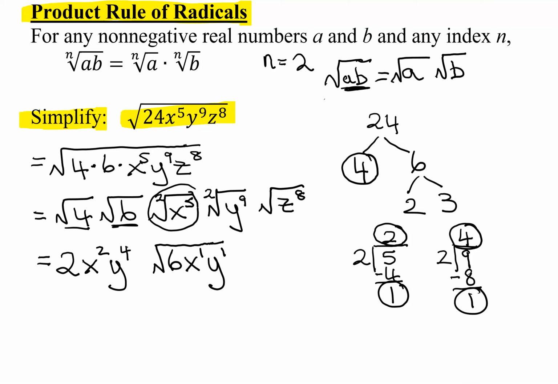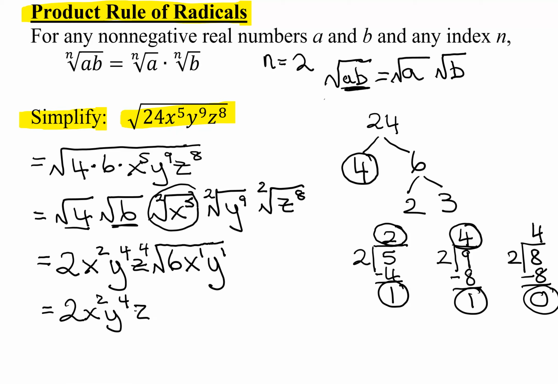And the last thing is, let's do the same for the z's. 2 divides into 8. How many times? 2 divides into 8 4 times. Is there any remainder? None. So that means I'm going to have z to the 4th outside, but no z's left inside. So my final answer is 2x squared y to the 4th z to the 4th, times the square root of 6xy.